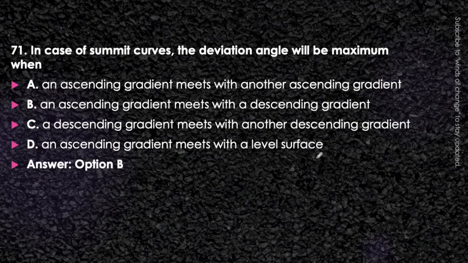The answer will be option B, that is when an ascending gradient meets a descending gradient. How is it so? Let's find it out. This is the case of an ascending gradient meeting a descending gradient. So you can see here the value of the deviation angle, that is capital N, it will be N1 minus minus N2, so it will become N1 plus N2. So obviously this value will be maximum in all these.